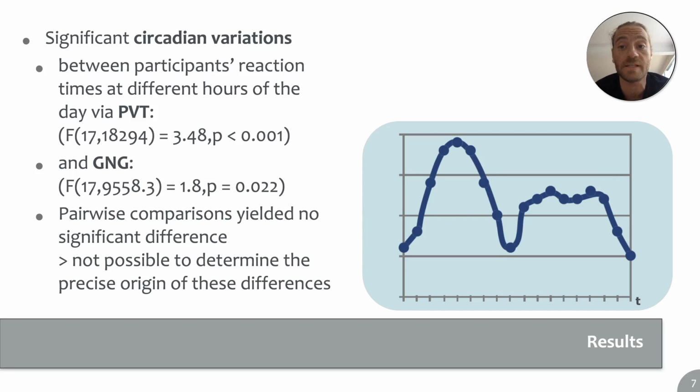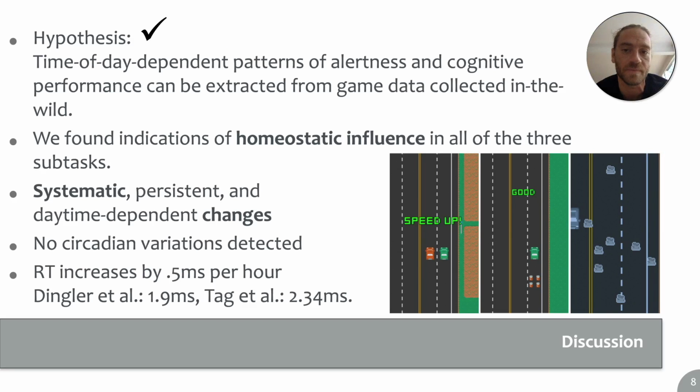Our omnibus test also detected significant circadian variations, but pairwise comparison between hours did not yield any significant differences. So we were able basically to confirm our hypothesis that time of day dependent patterns of alertness and cognitive performance can be extracted from game data collected in the wild, as we found indications of homeostatic process in all of these 3 subtasks. So systematic persistent changes could be detected by our statistical model.